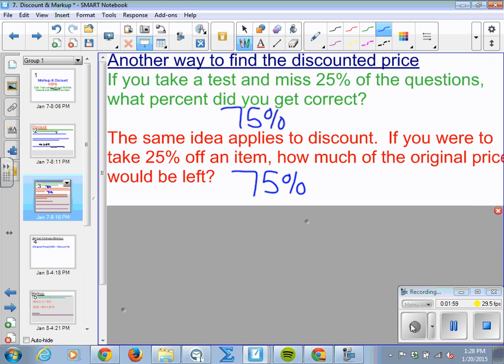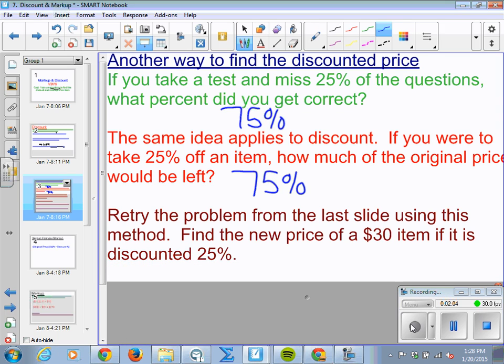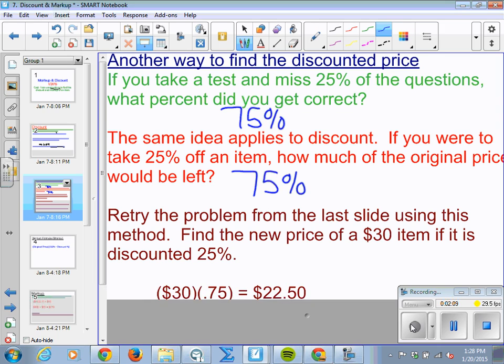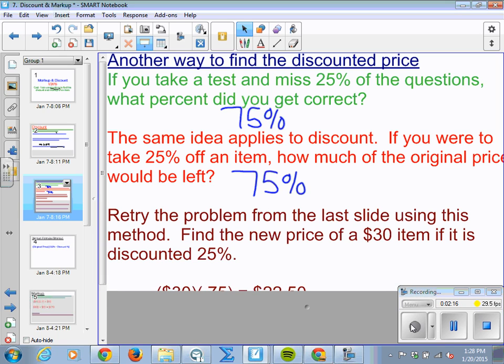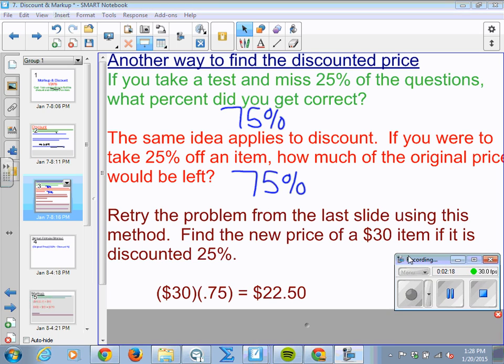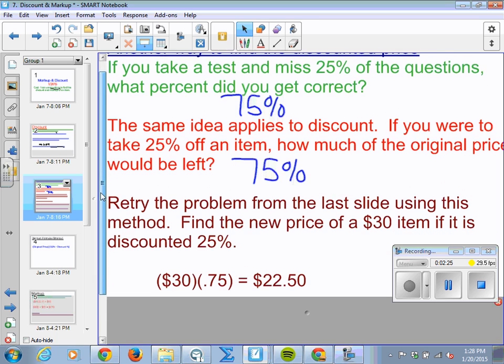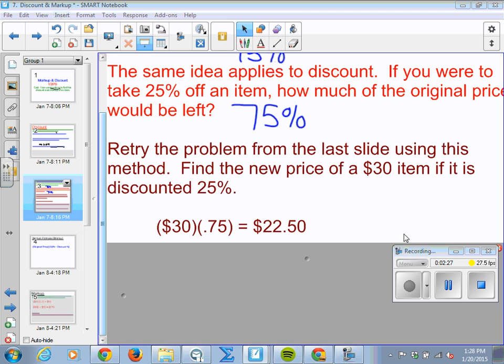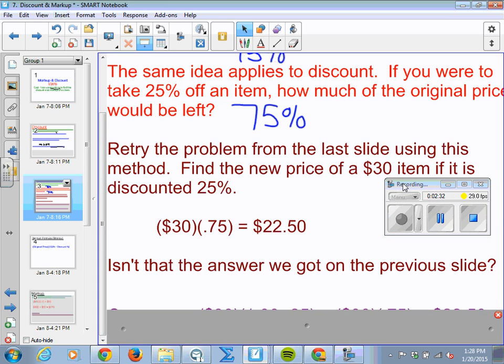So what we could do then is retry the problem from the last slide using this method. Find the new price of a $30 item if it is discounted 25%. What that means is there is 75% left of that amount. So if we do 75 hundredths times 30, we end up at 22.50, which is the answer we got from the previous slide, doing the same kind of problem. And the answer is yes.